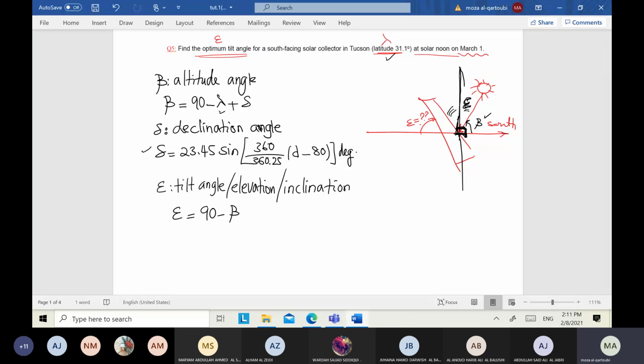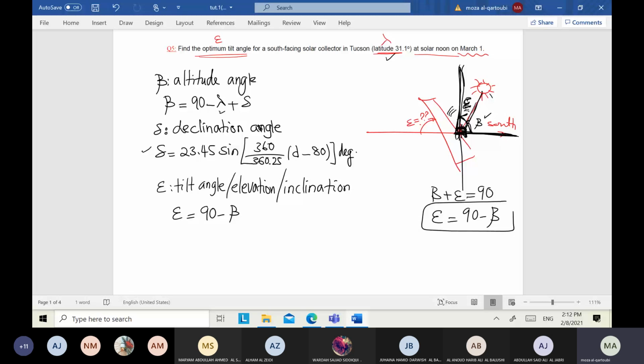Yes, miss. I'll explain again how epsilon is 90 minus beta. All of this angle will be 90, between the horizontal and vertical line. So this angle between the sun rays and horizontal equals beta. So we have the value of beta. So this angle will be 90 minus beta. This angle is the complement of 90. So this angle will be beta plus epsilon, and beta plus epsilon will be 90. So epsilon will be 90 minus beta.